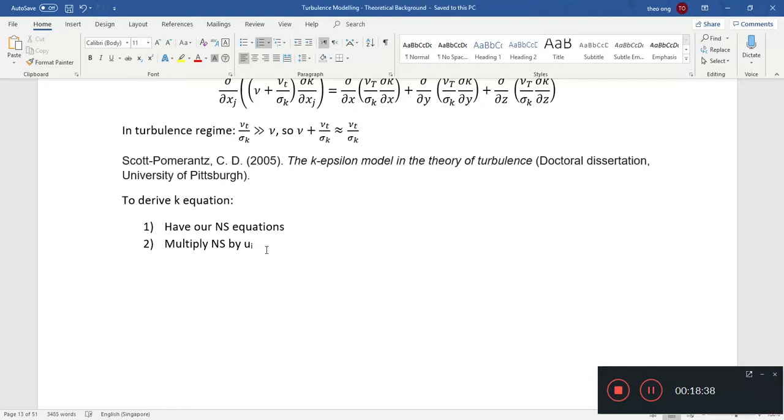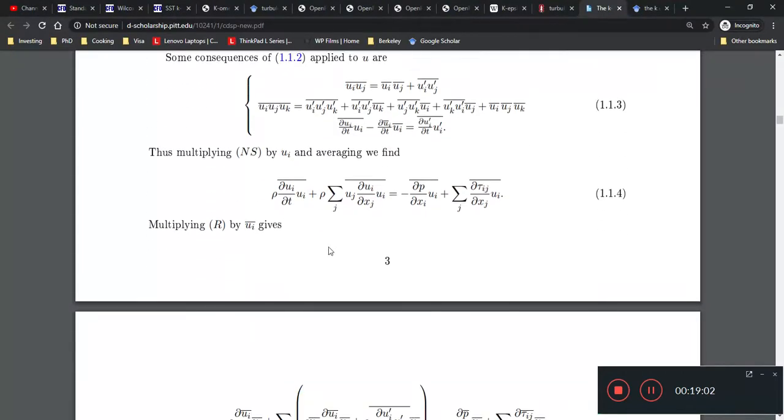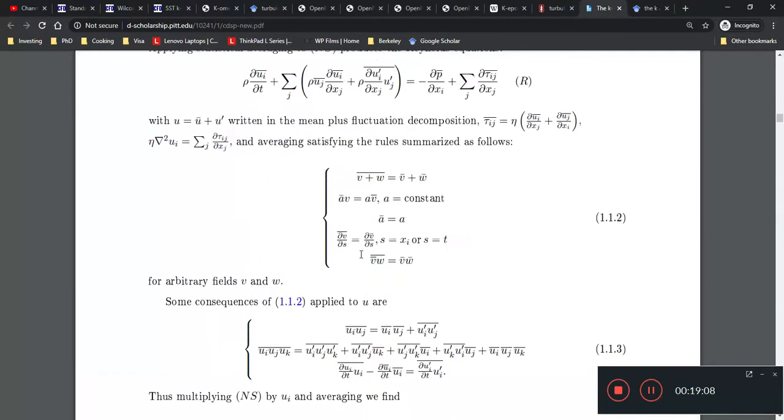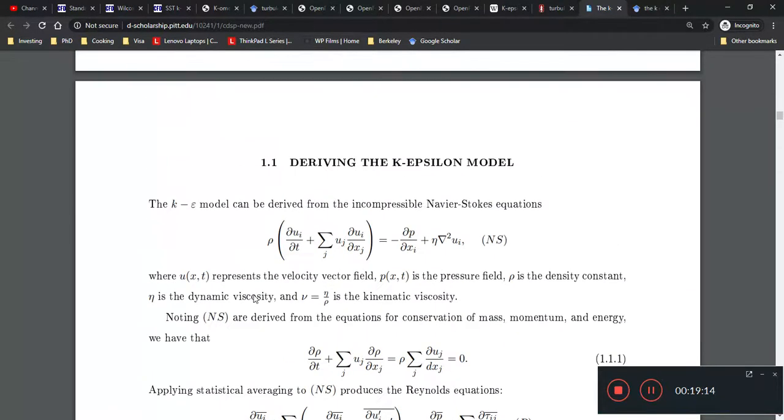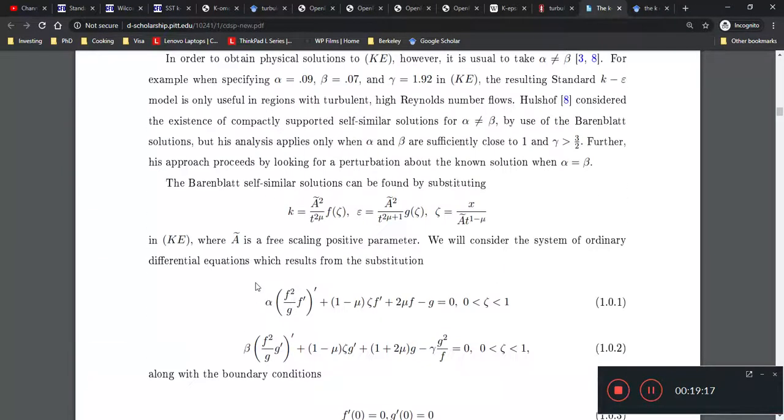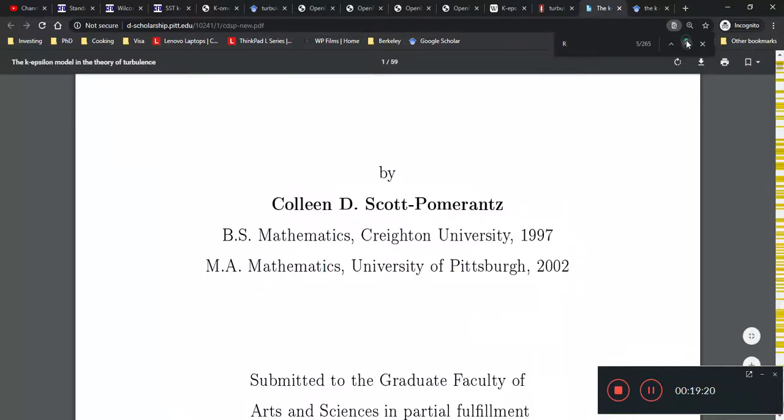Meaning to say, if it's in the x direction, you multiply by the x velocity. If it's in the y direction, you multiply by the y velocity. And in the z direction, you multiply by the z velocity, or w. So you multiply by ui and then do your averaging. Then the next one is, where's this equation r? Let me check where r is. Oh, there's a lot of r's in this one.